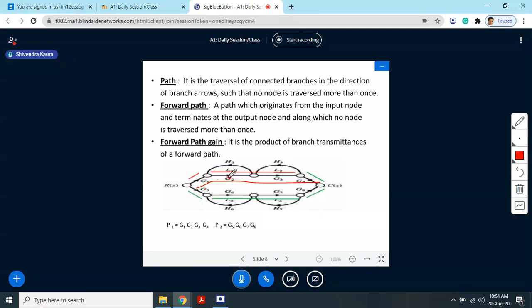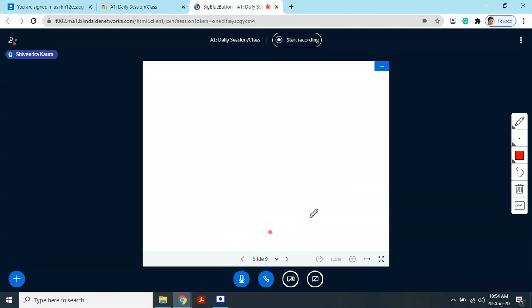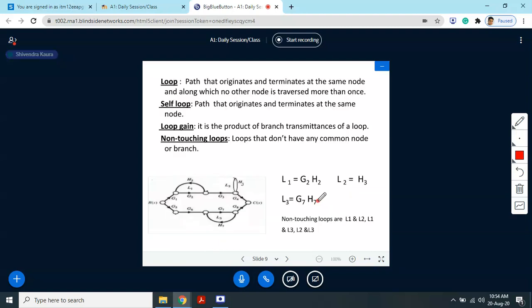If we are considering this forward path, then G1, G2, G3, G4 is the path gain of the first path, and this is the path gain of the second path. So this is how we calculate the forward path and the path gain. So the next is our loop gain. Loops and loop gain. So what are the loops?